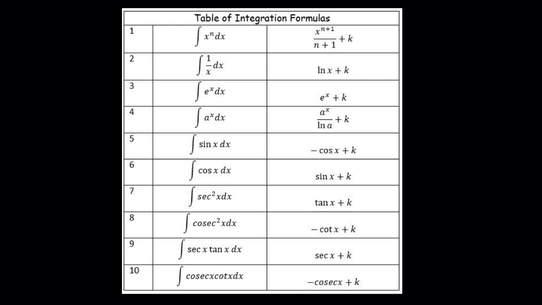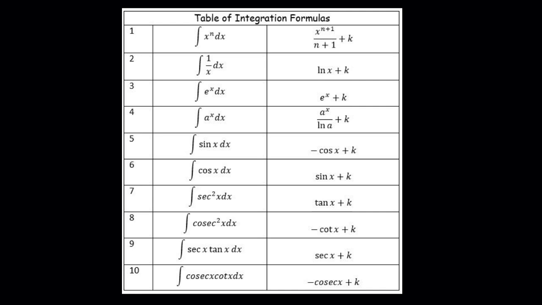Now number two is the integral of 1 over s, and the answer is ln s plus k, because recall, when you differentiate ln s you get 1 over s. So therefore, when you integrate 1 over s, it's going to give you ln s back, and since it's integration, we are going to be adding our constant of integration.